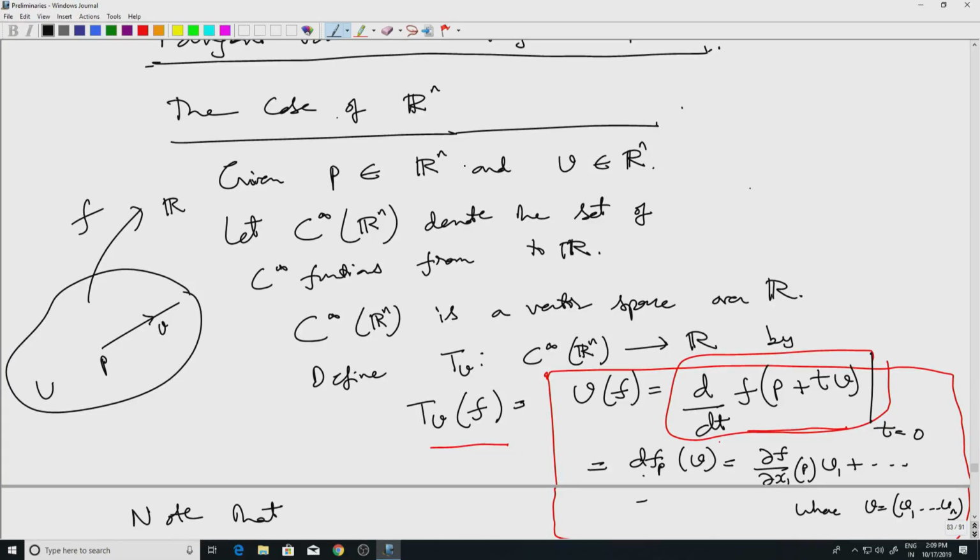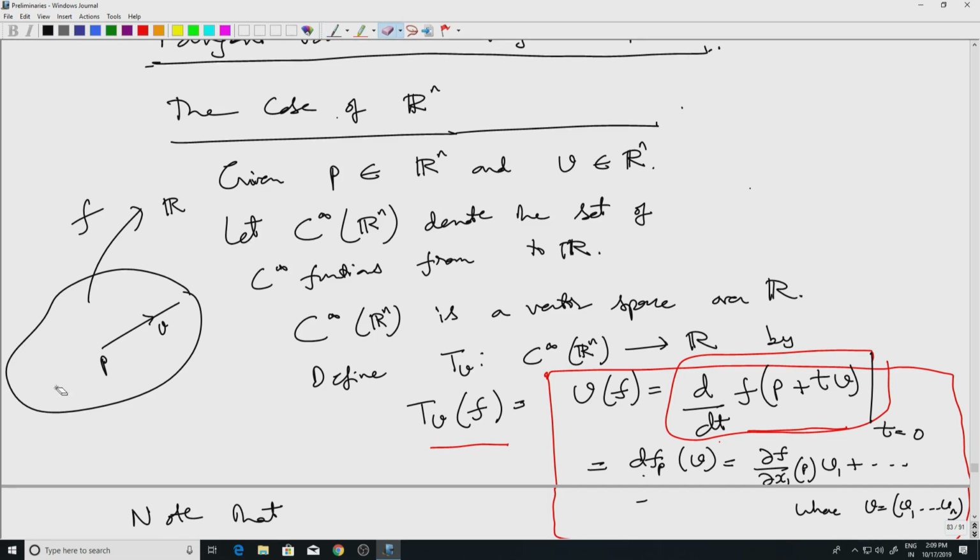So I'm going to talk about tangent vectors and tangent spaces eventually on manifolds, but to begin with, let's look at the case of Rn as a manifold. So given a point in Rn, it's natural to think of a tangent vector at that point as any direction starting at that point.